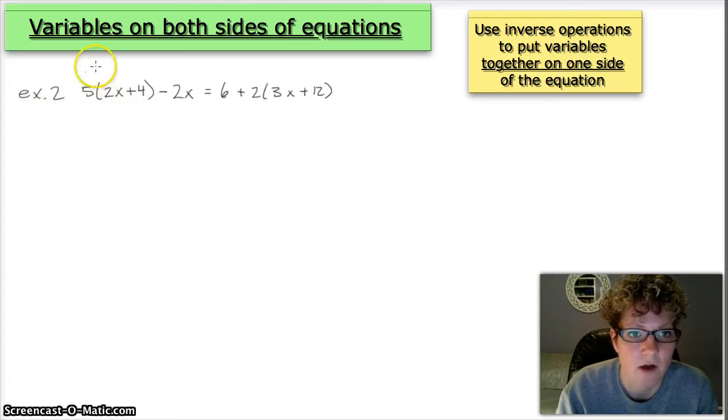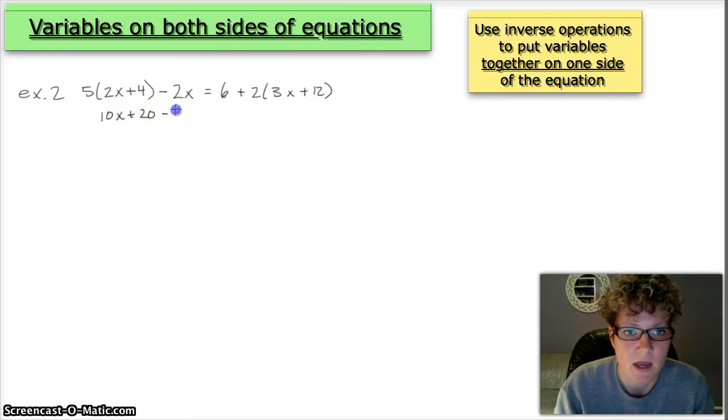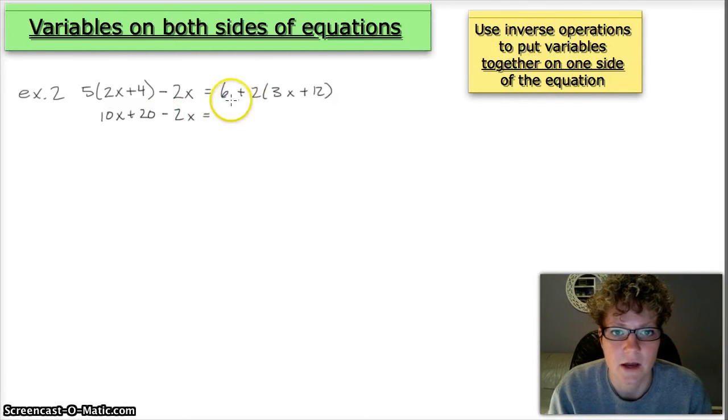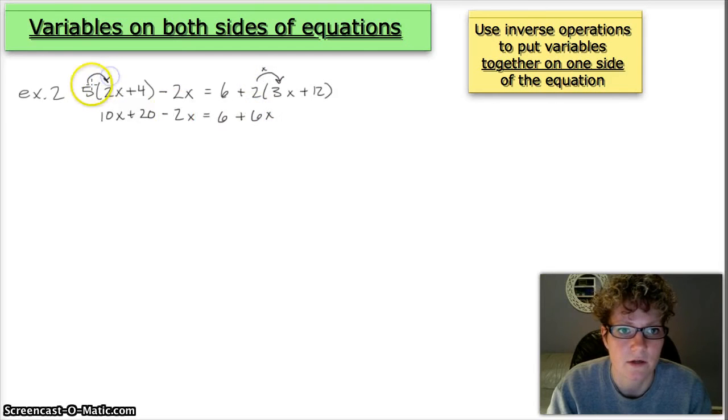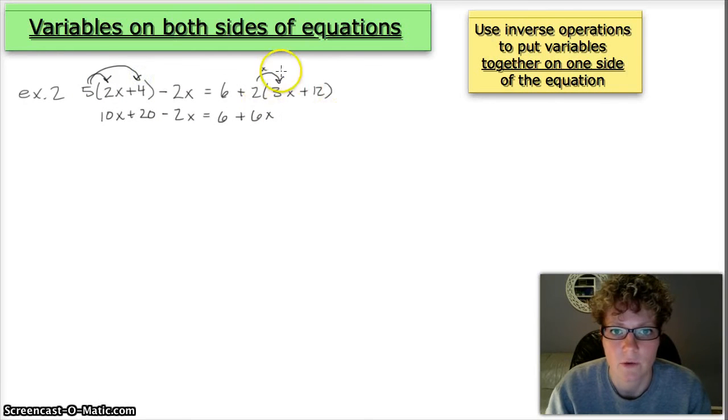That's where I'm going to distribute 5 to each of the terms inside of the parentheses. And so we have 5 times 2x, which is 10x, plus 5 times 4, which is 20, and then plus negative 2x here. Okay, that's the left side. On the right side, I have 6 plus 2 times 3. Okay, so I have to multiply there, just like I did over here. So I went 5 times 2x, then 5 times 4. Over here I went 2 times 3, and that gave me 6x, plus 2, a positive 2, times a positive 12, so I have 24.